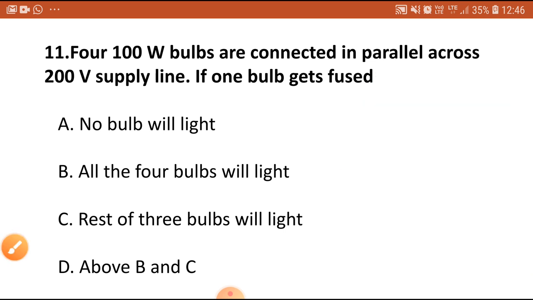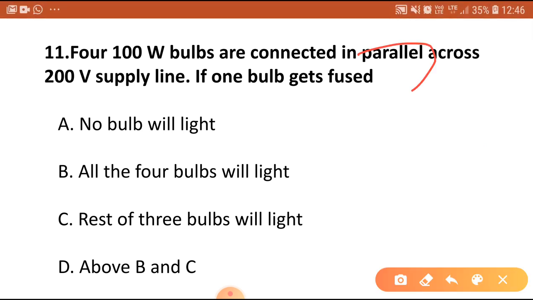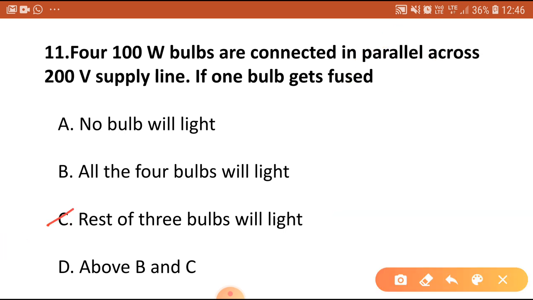But for parallel, if one gets fused, the rest three bulbs will light. Okay, for series, if one bulb gets fused, the other three bulbs will also get fused. But for parallel, if one bulb gets fused, the rest of the three bulbs will glow. Okay, option C will be the right answer.